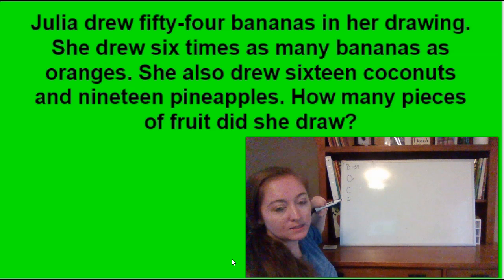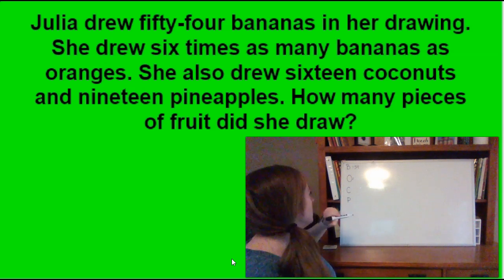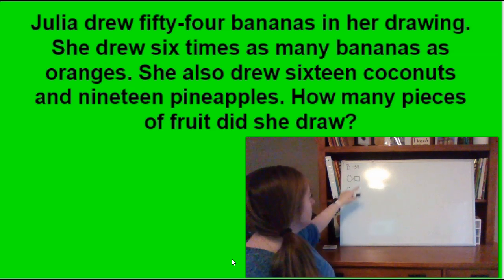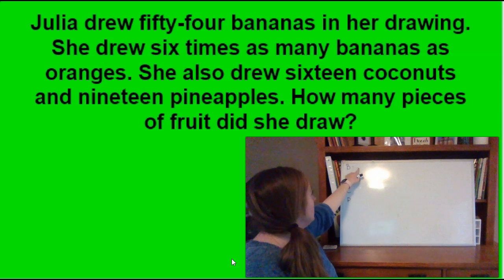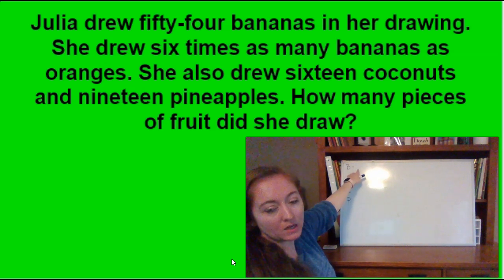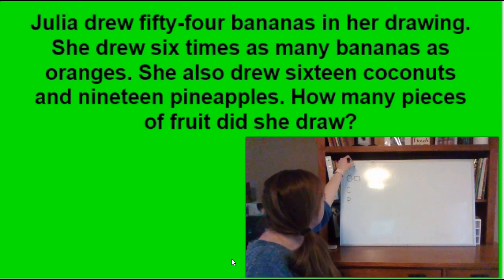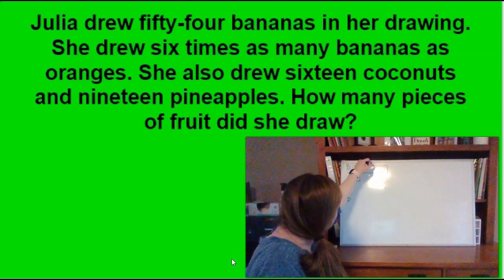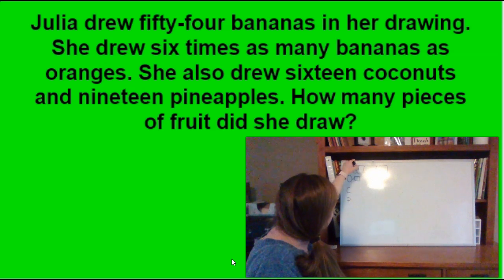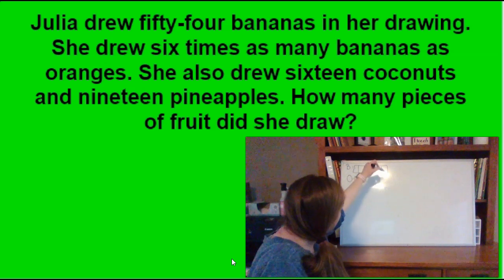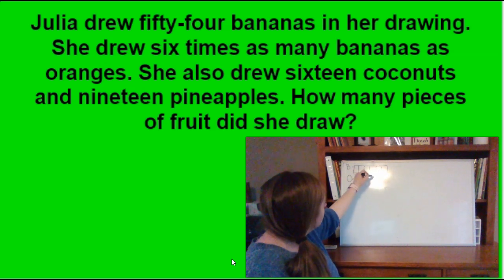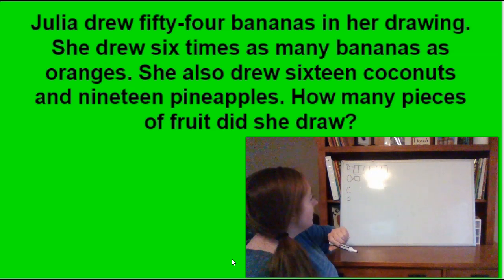We know that that's 6 times as many oranges. So we're going to put our unit as oranges because we only know that she did one of this. But we know that there's how many times as many bananas? 6 times, so 6 boxes. I'm going to cut it in half so that I have 6 boxes. Right? We know the total of all of these boxes was 54. So she drew 54 bananas.